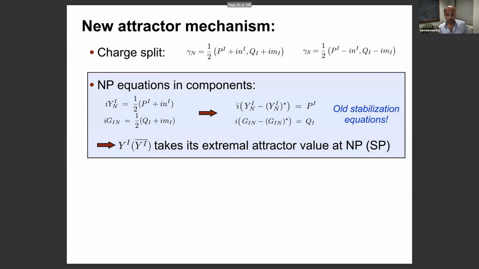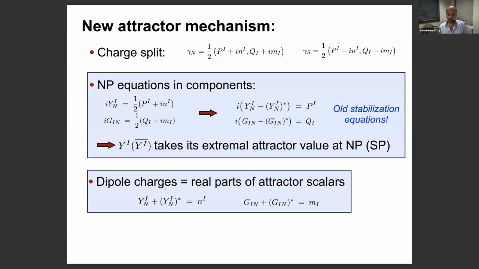Now, what about the dipole charges? The dipole charges are the imaginary parts of these equations, but that's precisely the real part of the attractor scalars. But remember here that these solutions are a complete set of solutions for the attractors, for the complex ions. And therefore, these solutions actually determine the real parts as well. Therefore, they also determine the dipole charges. In the old attractor story, the real part of the scalars was often interpreted as being the chemical potential for gauge fields, in some interpretations. But here they have this interpretation of the dipole charges.